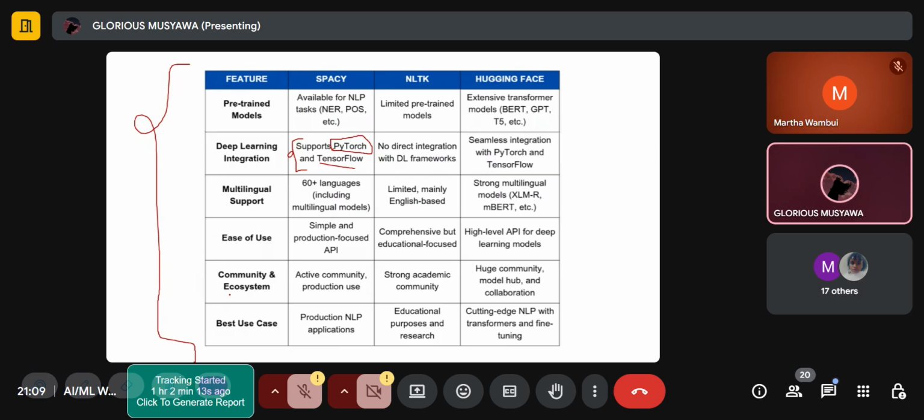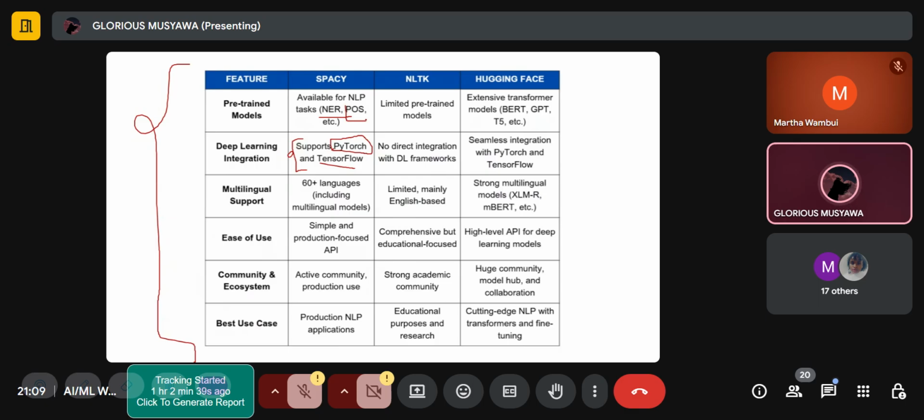We're comparing spaCy, Natural Language Toolkit, and Hugging Face. So spaCy is available for NLP tasks, for example, named entity recognition, part of speech, etc. It supports PyTorch and TensorFlow. It includes 60 plus languages.